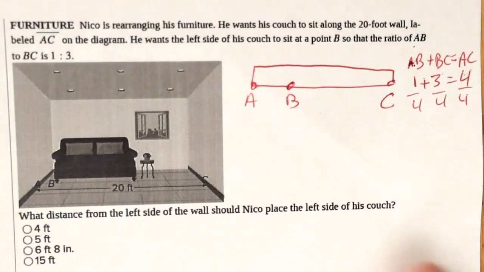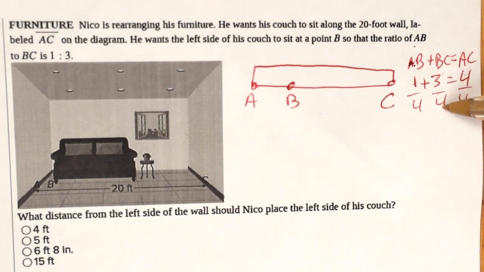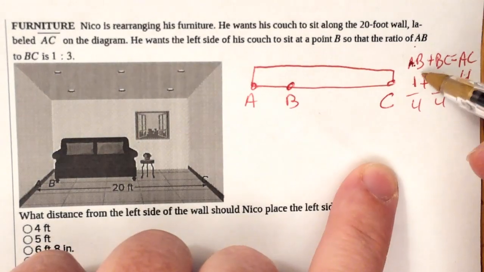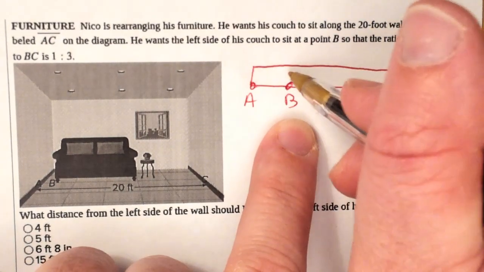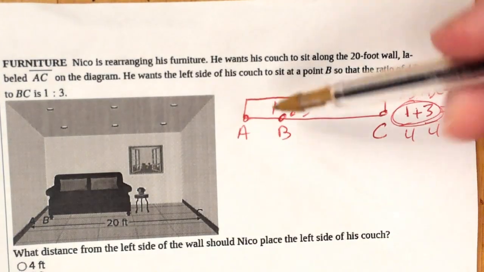All right, so that's our fractions, right? 1 over 4 plus 3 over 4 equals 4 over 4. Okay, so this right here is our proportion. So this is a 1 to 3 ratio. That's what we're used to seeing.